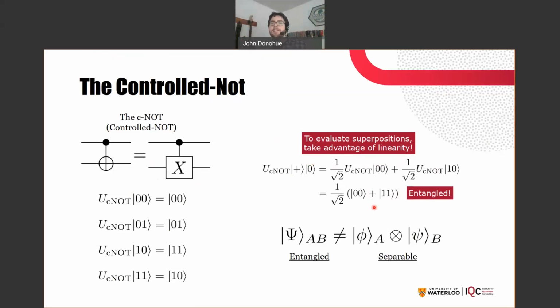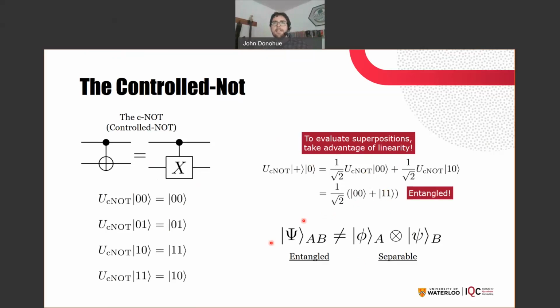But this state right here, if Alice measures the state 0, Bob also measures the state 0. If Alice measures the state 1, Bob also measures the state 1. So Alice's state is correlated with Bob's state. And it turns out that no matter which basis Alice measures in, that's going to determine Bob's state as well. Their correlations extend beyond just the 0, 1 basis.